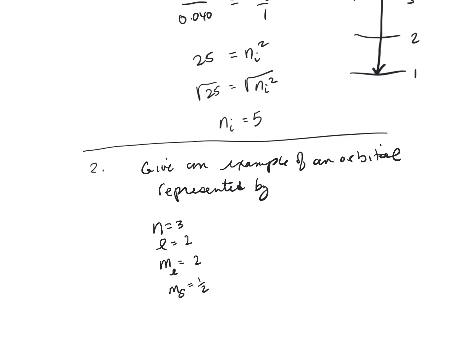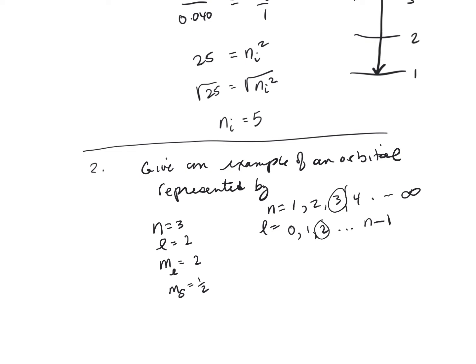So we have n, which starts at 1. It can be 1, 2, 3, 4, and so on. In this particular case, it's 3. We have the rule for L. So n starts at 1, 2, 3, 4, and so on, all the way to infinity. L starts at 0, 1, 2, and goes up to the value of n minus 1. All right, and then M sub L, well, we'll get to that. So we have this right here, 3. We have this right here.